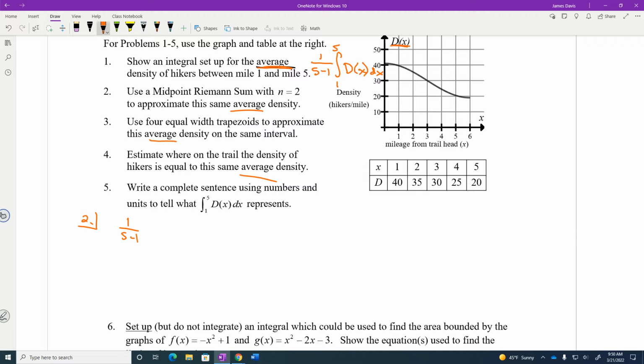Times, and then we're supposed to do a midpoint Riemann sum with n equals 2. So we're only going to have 2 sections. We're going from 1 to 5. And it gives us the table down there as well. So what values are we going to be using here?